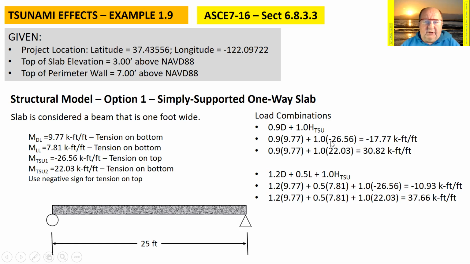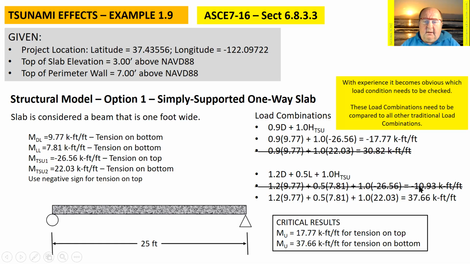I need to remember that some of these moments are opposite in sense to the others. I get two options for the first load combination and two options for the second load combination. The critical cases will be this first negative 17 and this positive 37.6. With experience, most engineers begin to realize that these crossed out load cases are never the worst condition. If I'm doing this by hand, I'm not going to spend my time calculating them.